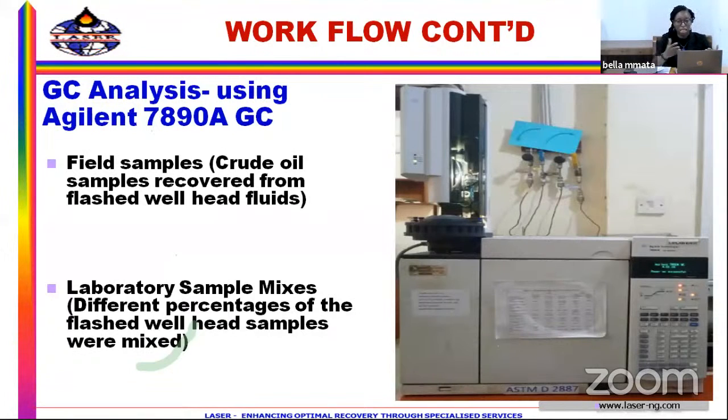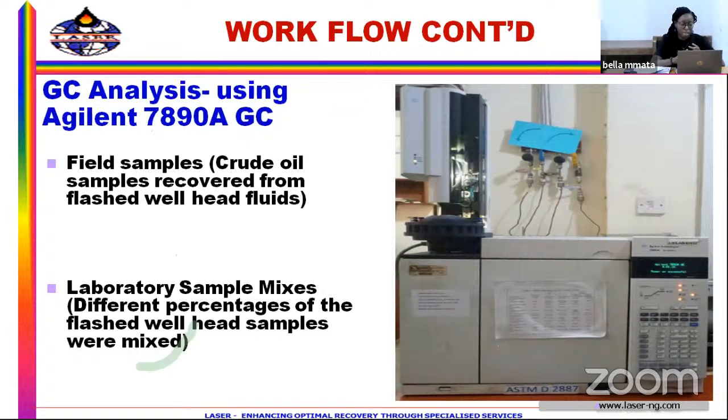So we had two sets of samples, as a matter of fact. The samples that were collected from the field made up of reservoir A, reservoir B, and the commingled samples. These samples were flashed and put in stock tank oil bottles ready for analysis. We also had to compose another set of samples, which we called a laboratory sample mix.